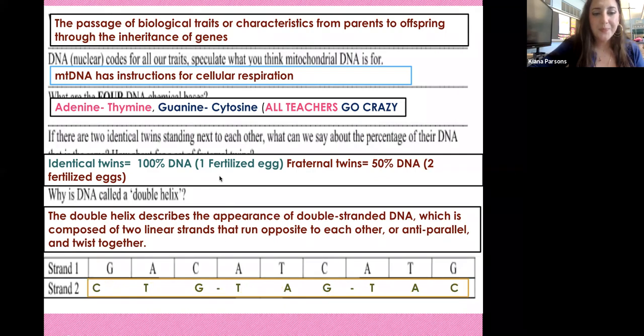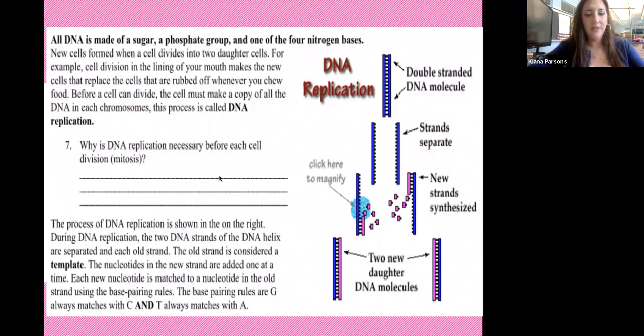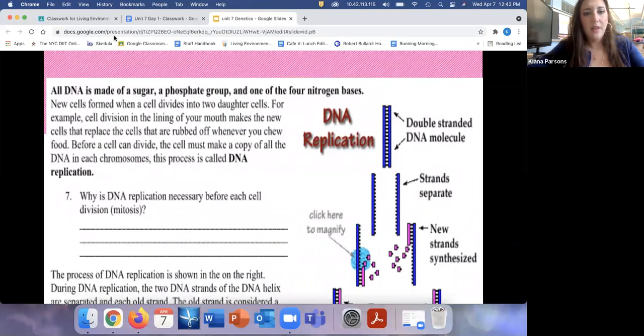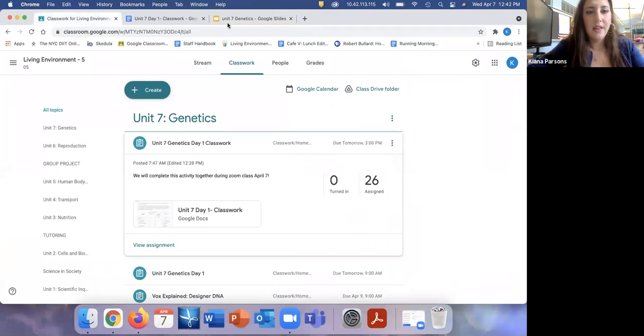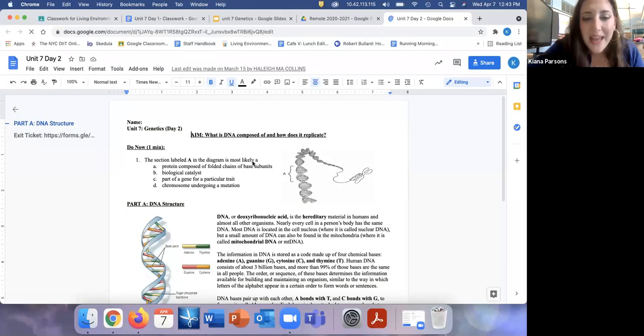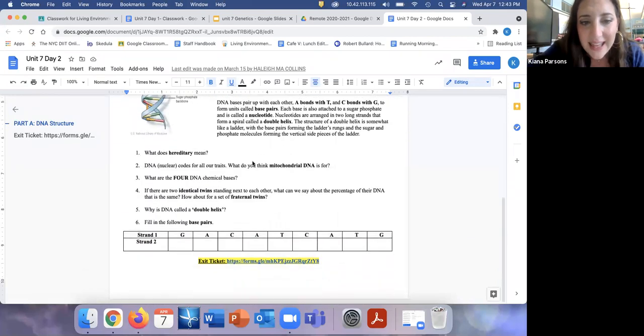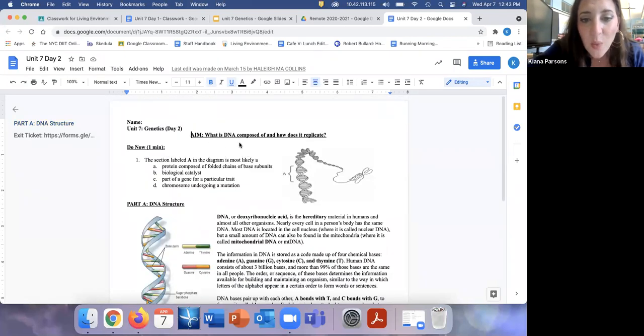All right, and I do believe that is all we have for today. So today's aim was what is DNA composed of and how does it replicate? And we'll talk a lot more about how it replicates next time.